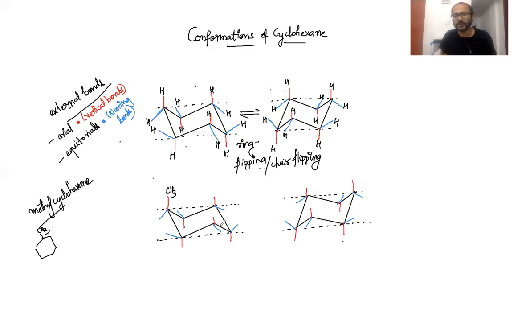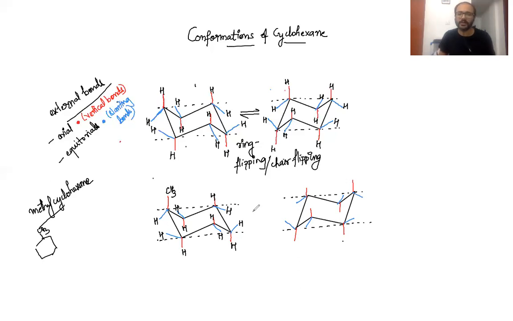So this is your methyl cyclohexane. That means only one hydrogen has been substituted with the methyl group. The rest of them are just hydrogen. So let me complete the structure. You have the hydrogens here, hydrogen here, hydrogen here. Everything is hydrogen except one of the hydrogens being replaced by the methyl group.